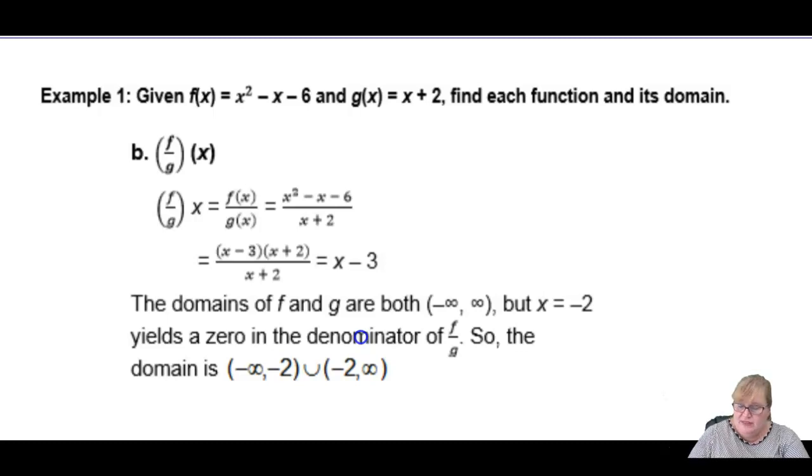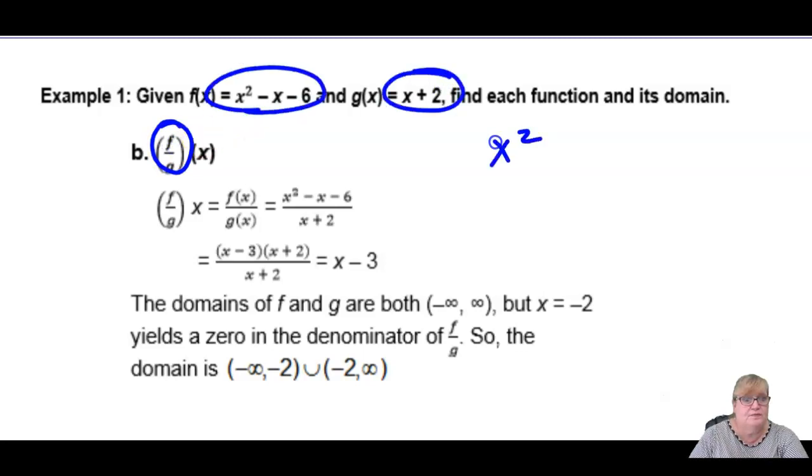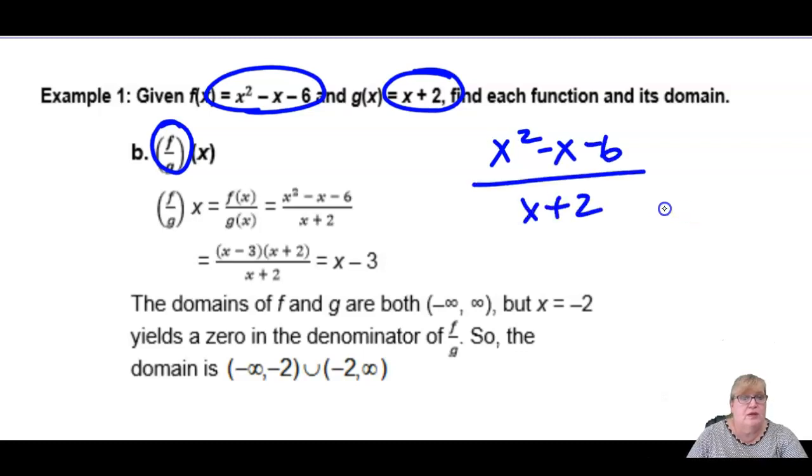The second half of this example, though, talks about f over g. So when we write this function over this function, we cannot have an x value of -2 down here. So our domain has to be x cannot be -2.